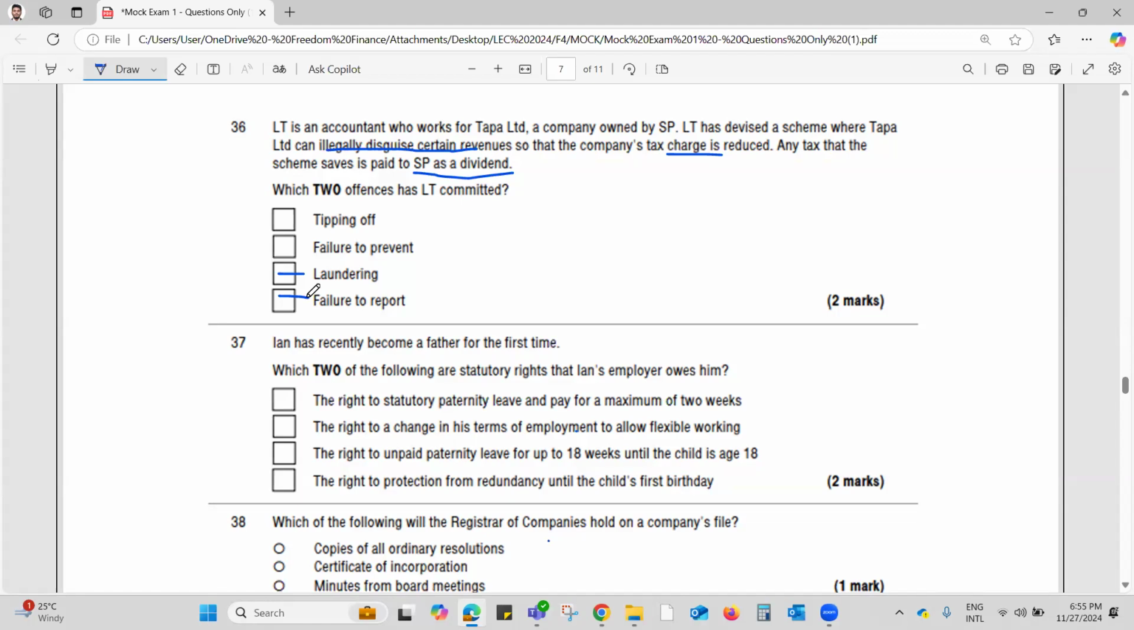So in the next question, Ian has recently become a father for the first time. Which two of the following are statutory rights that Ian's employer owes him? So you are becoming the father. What are the two statutory rights that Ian's employer, your business, owes towards you? Okay. The right to statutory paternity leave.